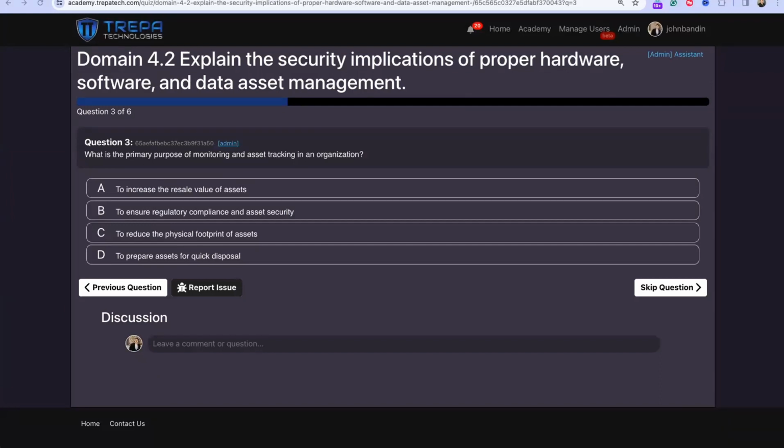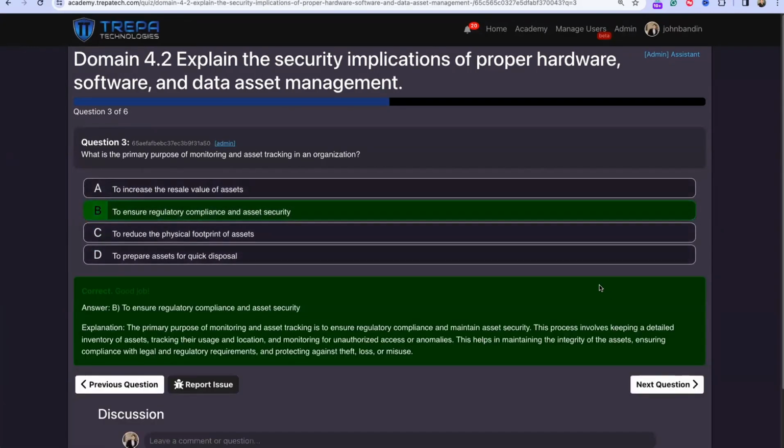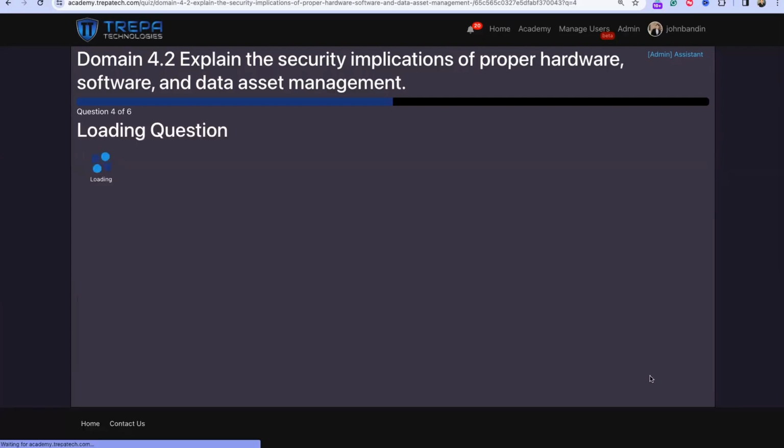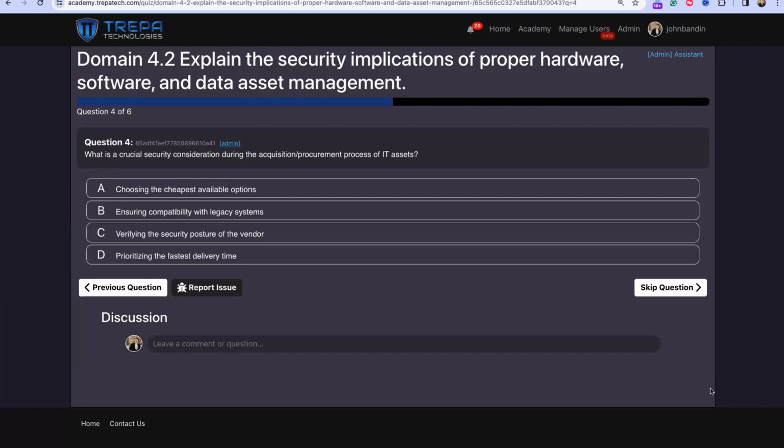Question 3. What is the primary purpose of monitoring and asset tracking in an organization? That's going to be B, to ensure regulatory compliance and asset security. You're going to notice with a lot of this data retention, a lot of this is policy based, right? Kind of the not fun side of cybersecurity, where we're just making sure we're compliant. We're making sure we're not getting our organization in trouble. But that is what we're there for, right? We're there to enable business operations to run smoothly. And sometimes that is working with legal, making sure we're in compliance. And that is definitely the job of defensive cybersecurity operations.